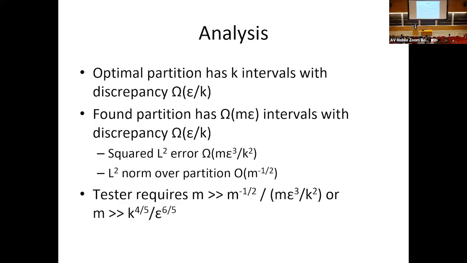And so this means that in order for the tester to work, the number of samples m that you use in the second half needs to be more than 1 in root m divided by m epsilon cubed over k squared. And when you solve for m, it needs to be at least k to the 4/5 over epsilon to the 6/5. That's just how the algebra works out. So that's the upper bound.